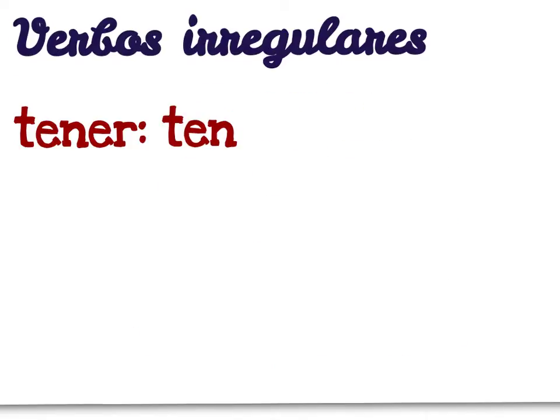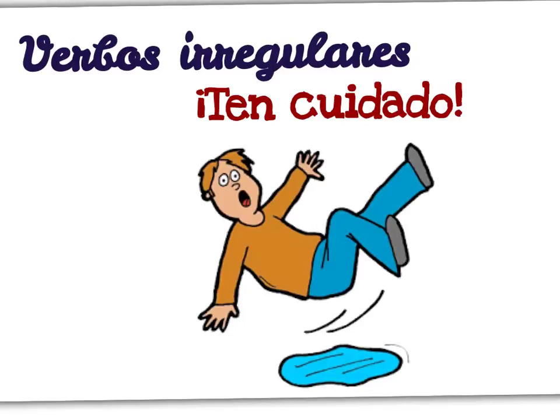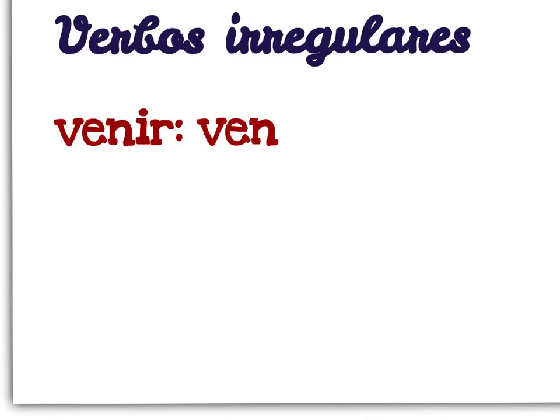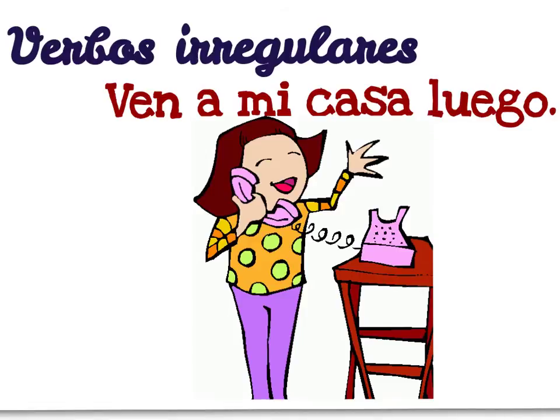Tener means to have, obviously, and that is shortened to just ten. Por ejemplo, ten cuidado. Be careful. Ten cuidado. Venir significa to come. That becomes ven as a mandato. Por ejemplo, ven a mi casa luego. Come to my house later.